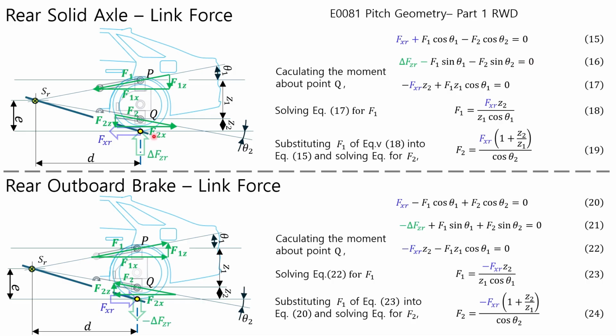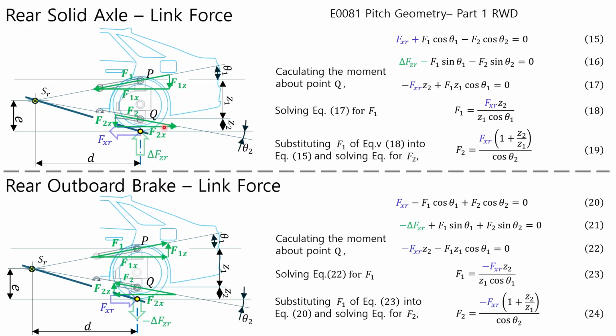All forces shown in the upper figure are forces generated by the rear wheel drive force, FXR, and all forces shown in the lower figure are forces generated by the rear wheel braking force, FXR. First, equation 15 can be derived from the equilibrium of the horizontal components of all forces acting on the rear suspension links during rear wheel drive in the upper figure.